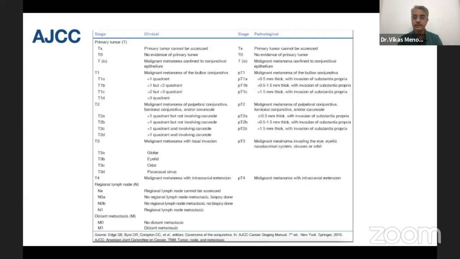So, based on whether in the eye it is confined to the bulbar conjunctiva or involving the palpebral conjunctiva, or there is local invasion into the globe, eyelid, or orbit, or there is an extraocular invasion. Then the regional lymph node status is taken into account and distant metastasis is taken into account. So all these patients should be staged as per the latest AJCC classification also.